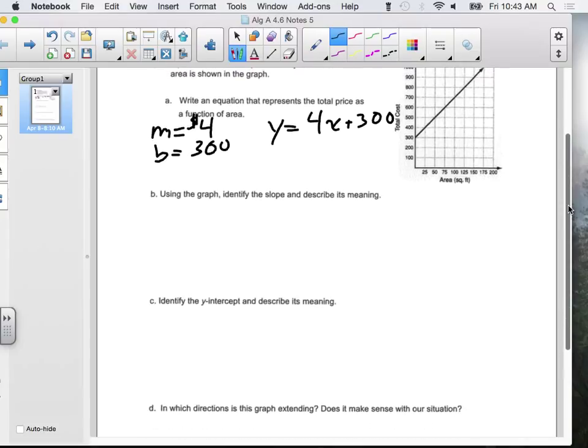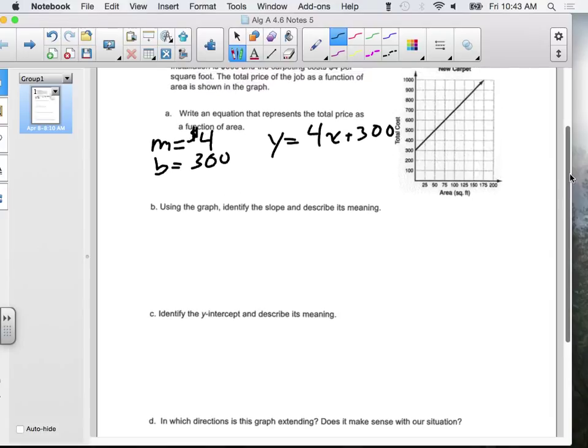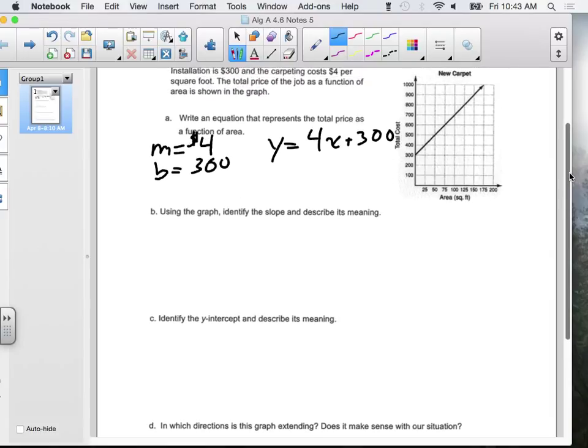Alright, so next one, it says using the graph, identify the slope and describe its meaning. So just from our graph, what slope do you guys think it has? A positive slope, right? So we have one point here. What's this point that I'm putting right there? Our y-intercept, and what is it? 300, that's right. So let's go about right here on 100. So another point on 100, 700.